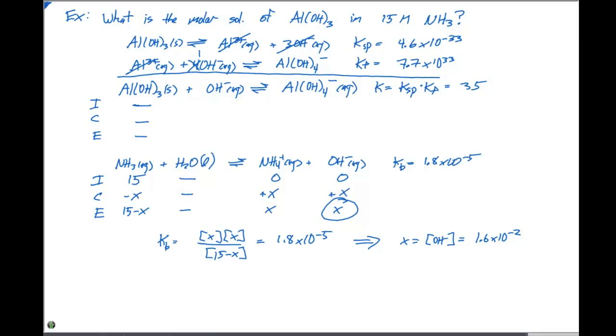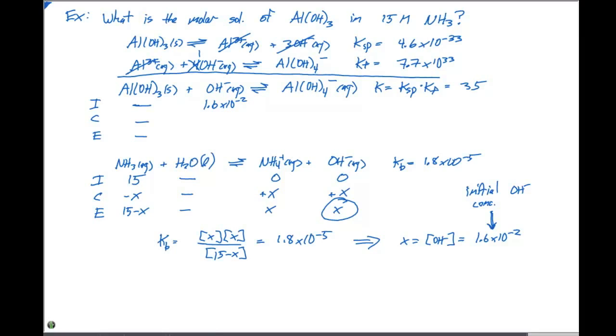This concentration right here is our initial OH minus concentration for the equilibrium that we established in the previous step. So now we know the OH minus concentration that we can plug into the top ICE table, which is going to be 1.6 times 10 to the minus 2.